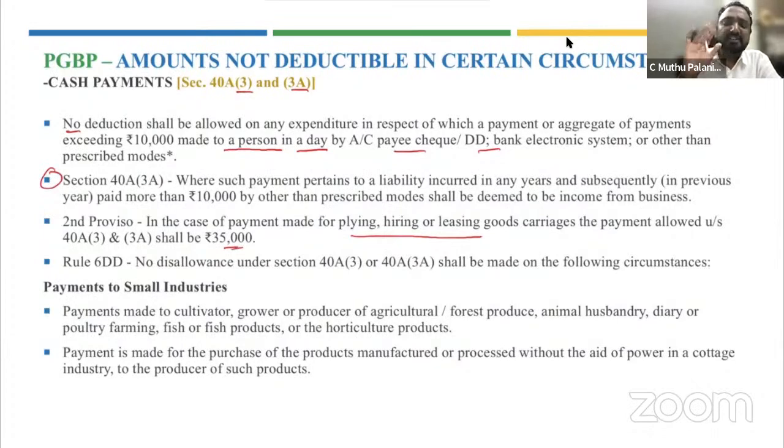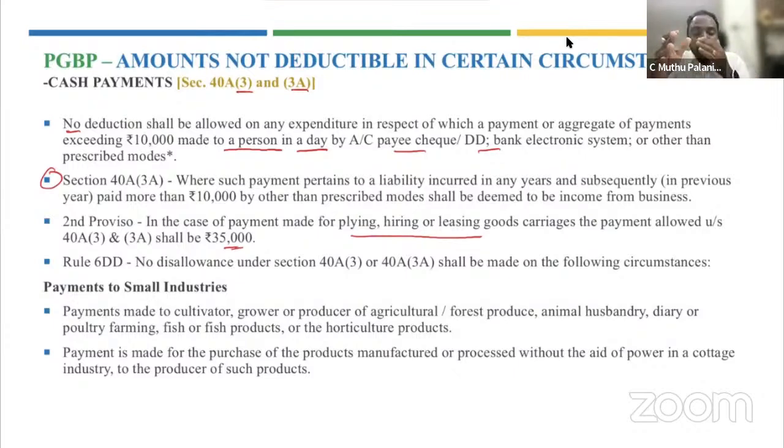Now, we discussed two things. We said it should not be paid in cash, it should be paid through proper banking mode. What is the limit? 10,000. Above 10,000 to a person in a day is not allowed. And if it is in the business of logistics and other things, then instead of 10,000, it is 35,000. But of course, you have to collect the PAN and confirmation from the respective vendor.